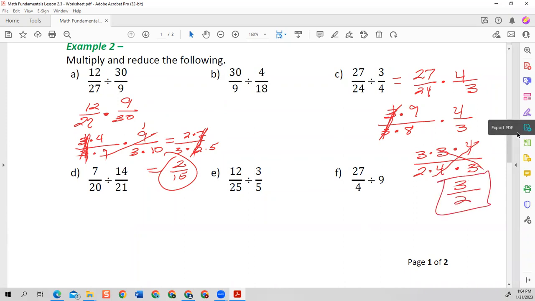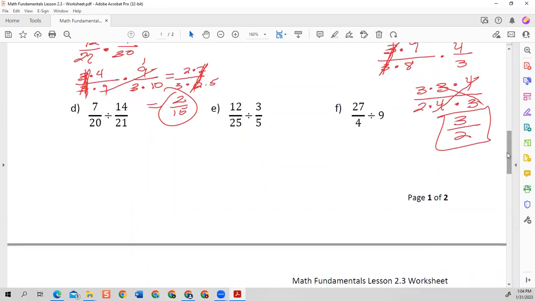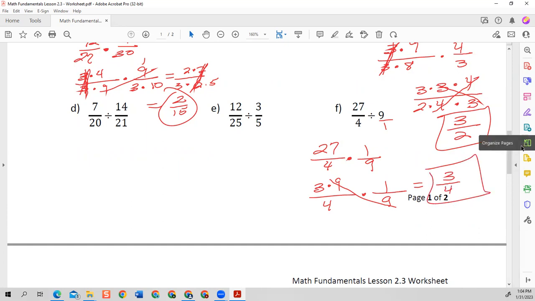I'm going to do F. I want you to try the other ones on your own. Reach out to me. All right. So F has 27/4 divided by 9. So I'm going to put a 1 underneath the 9. Let's rewrite it. First term stays the same. Change the operation. Flip the second. I notice that I have 27 over 4 all times 1 over 9. The 9 and 27 reduce. So let's write it. 27 is 3 times 9 over 4 times 1 over 9. And my 9's reduce and leaves me with 3 times 1, all over 4 times 1. So it's 3/4. And that's all there is on that one.